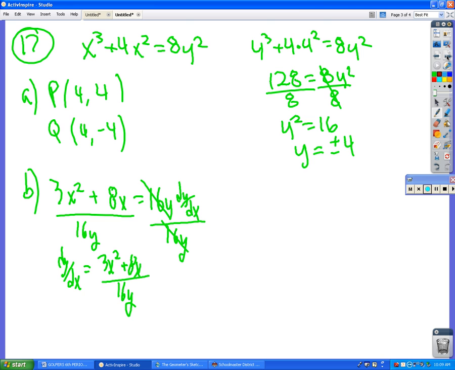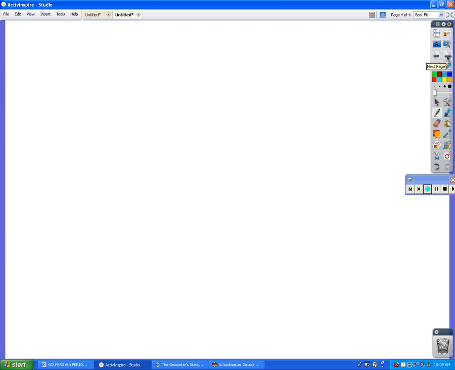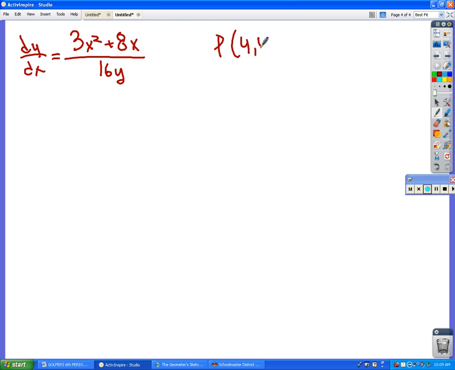Okay, so the derivative is 3x squared plus 8x over 16y. And we have the point (4, 4), and we have the point (4, negative 4). So half of you over here, plug in 4 and 4 and see what you get. You over here, plug in 4 and negative 4 and see what you get.